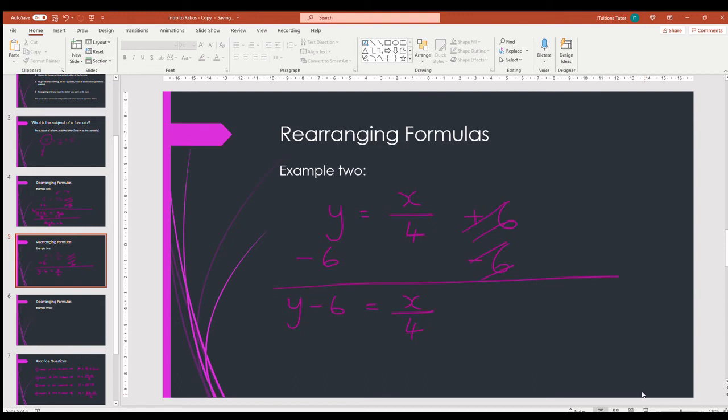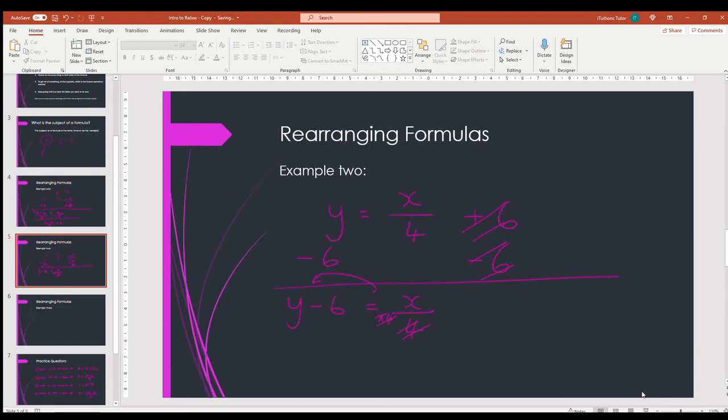We still don't have x on its own. It's x divided by 4. The opposite of division is multiplication. So I'm going to multiply by 4 to get rid of the 4. And now we do have x on its own. But we must do the same to the other side. Be careful with this one.